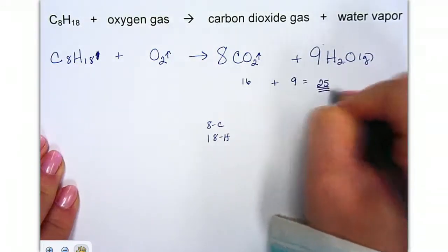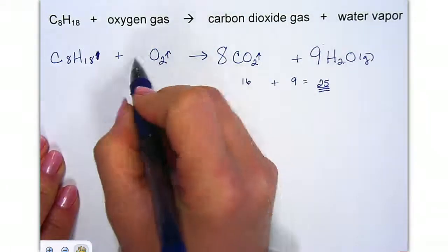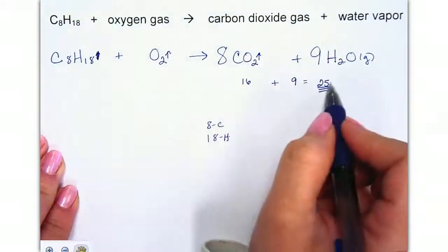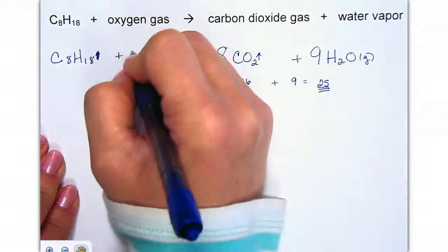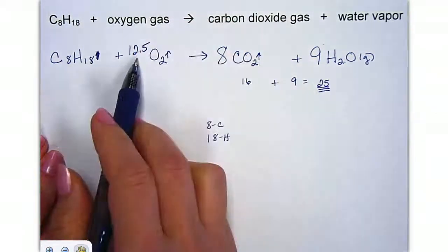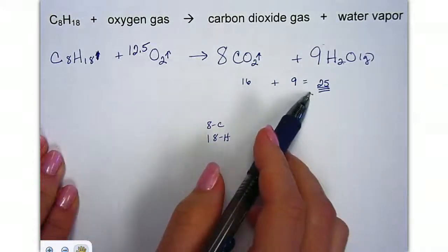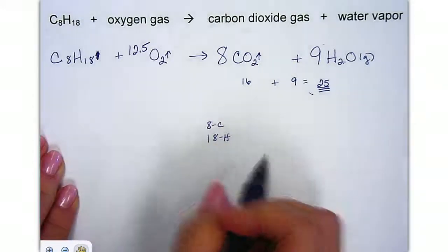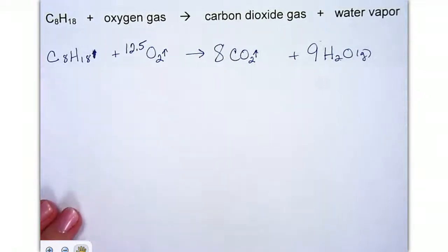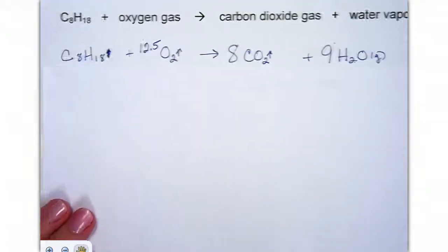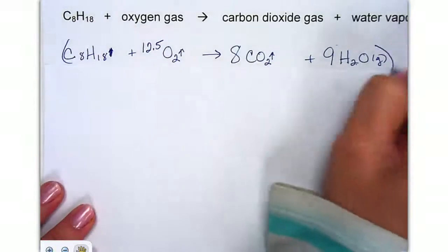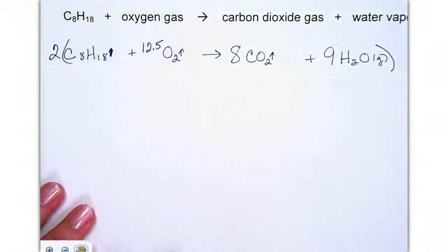25 is an odd number. What times 2 would equal 25? Strangely enough, if I did 25 divided by 2, I would get 12.5. 12.5 times 2 does equal 25. However, I can't keep a coefficient of 0.5 as my answer. And so what I want to do to compensate for this is I'm going to multiply every coefficient by 2.